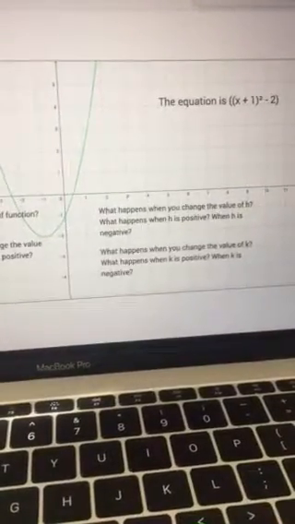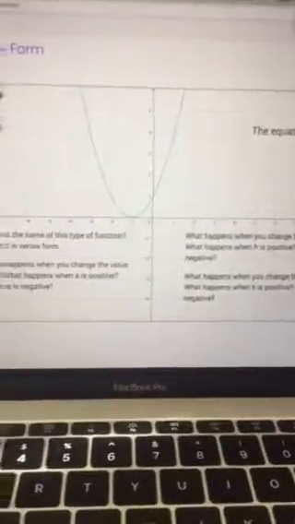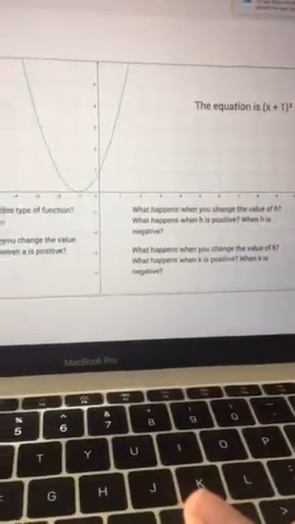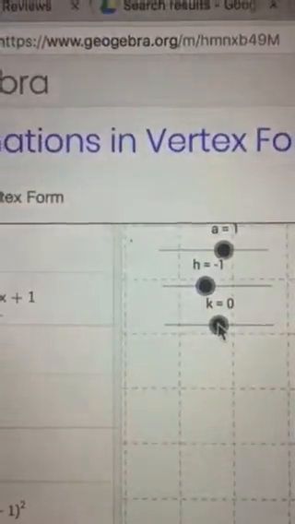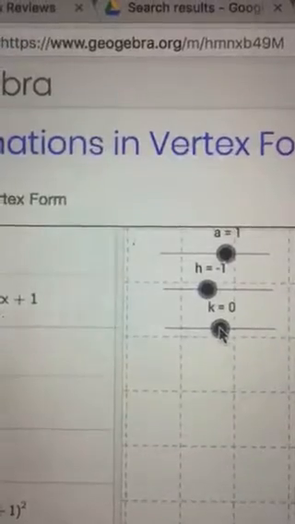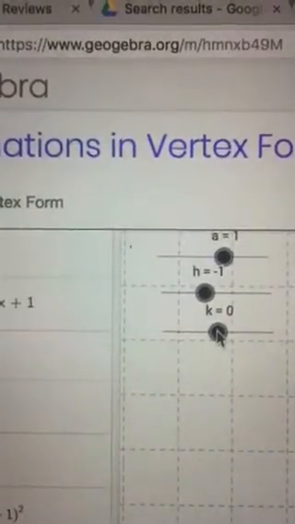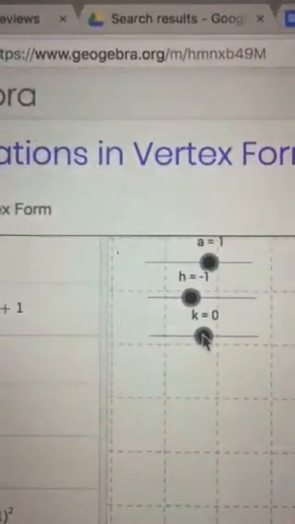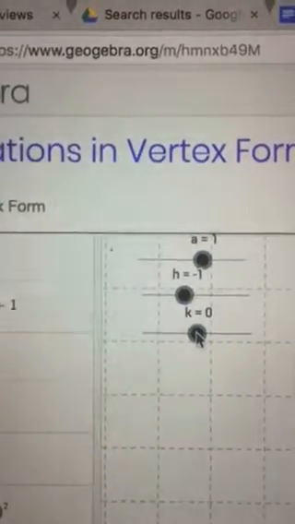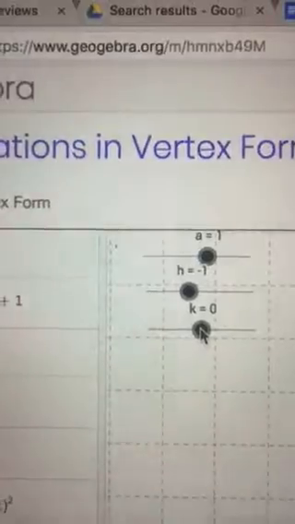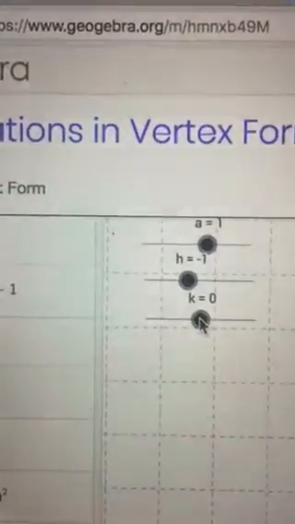If you are interested in playing a little bit with this and looking at what happens with h and k on the inside, the web page is www.geogebra.org/m/HMNXB49M if you want to get on and check that one out for that problem.